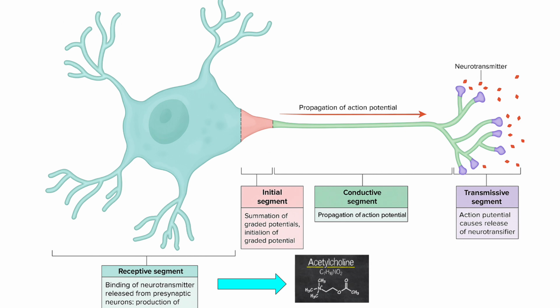The orange segment is the axon hillock that functions as the initial segment. It is responsible for the summation of graded potentials. This is when many small changes in the neuron's membrane are added to determine if the neuron will fully send the action potential. The conductive segment takes up the full length of the axon where action potentials are promoted. The axon terminals, where the action potentials can release neurotransmitters, make up the transmissive segment.